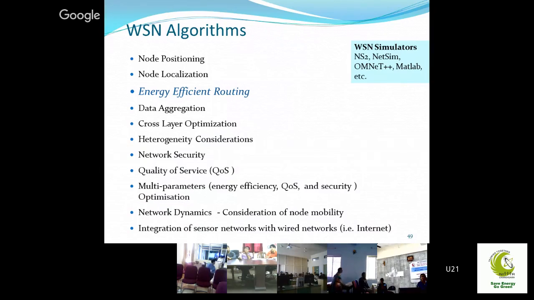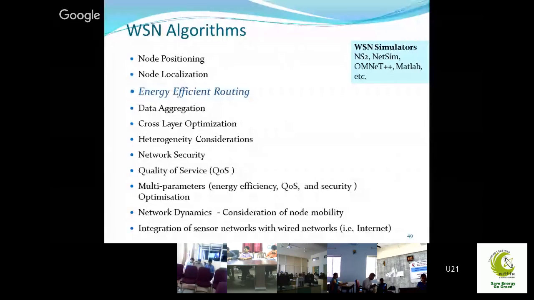So if we talk about wireless sensor network algorithms, there are many areas. For example, node positioning: how we can place the nodes so that the life of the wireless sensor network can be improved. Then node localization. Node localization means how to find the location of a particular node. One way is to embed the GPS chip, but that's because the GPS itself is based on triangulation. Then if we are having some reference points, can we develop our own localization protocol? That is a challenging area. Then energy efficient routing is another area.